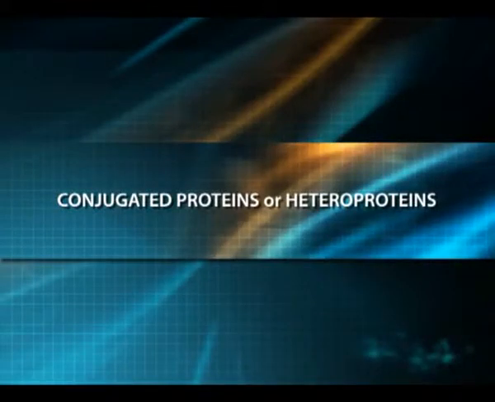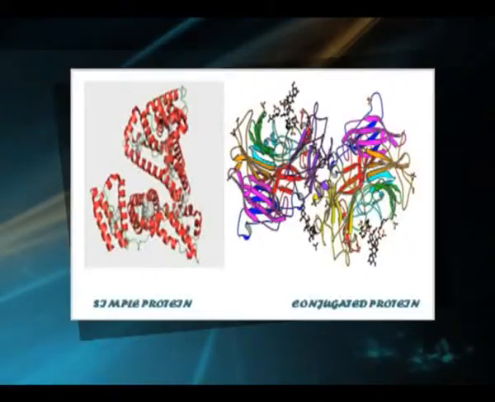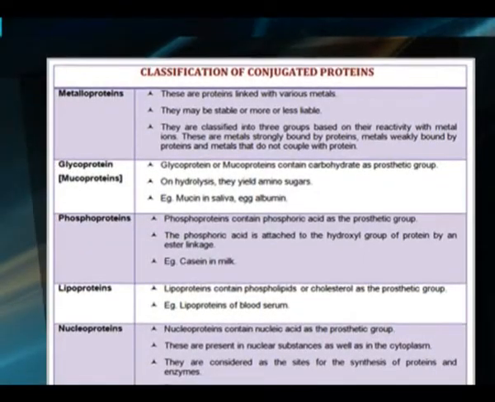Conjugated proteins or heteroproteins. Conjugated proteins contain non-protein substances, and these non-protein substances are termed prosthetic group. They may be either a metal or a compound. The protein part is called apoprotein. Thus, conjugated proteins yield non-protein substance in addition to amino acids on hydrolysis. Conjugated proteins are also of globular type, except for the chicken feathers, which are fibrous in nature.